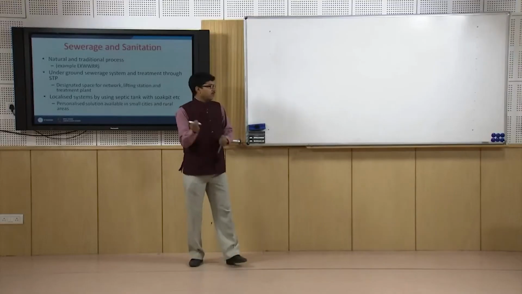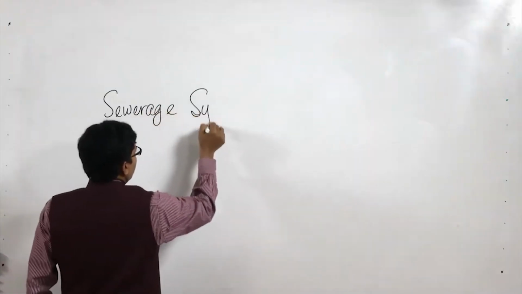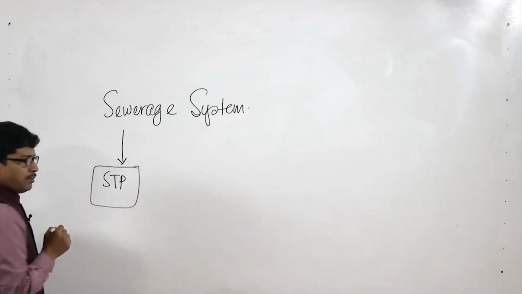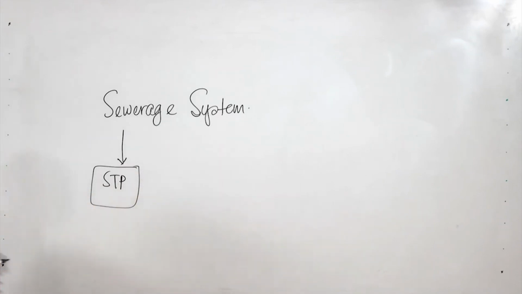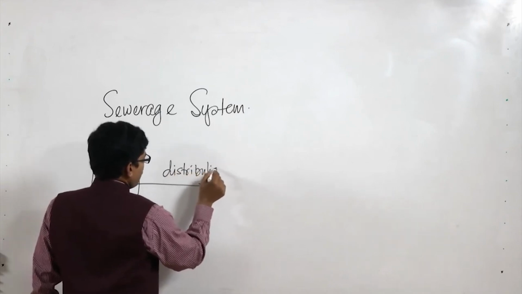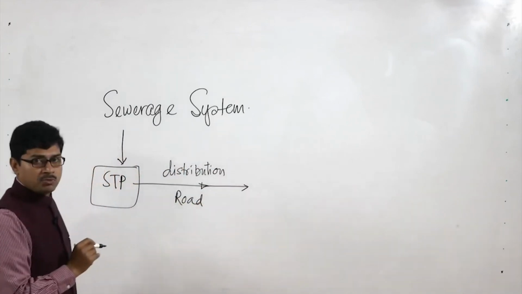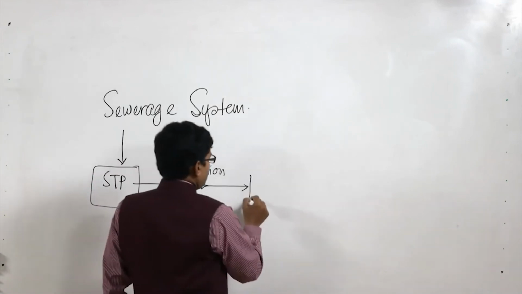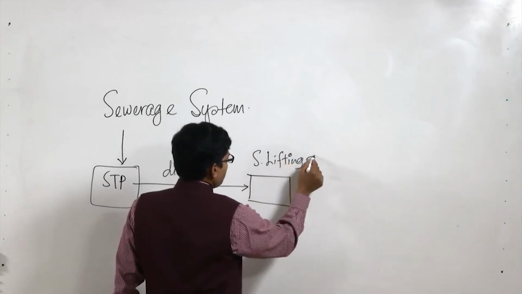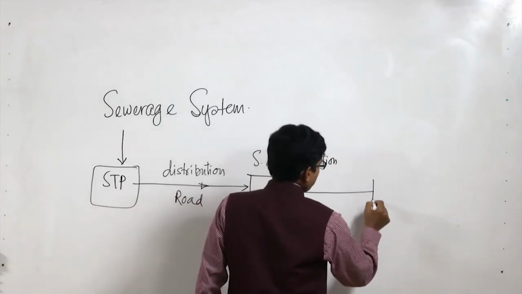In a planned underground sewerage system, you have an STP. Now the STP takes a very huge area, 50 to 60 hectares in a bigger project, and from the STP you have to have the distribution through the road, again below the road, or sometimes it can be distributed below the ground, like green open areas. And to maintain the slope, sometimes sewerage lifting stations are also provided, and this is the household.